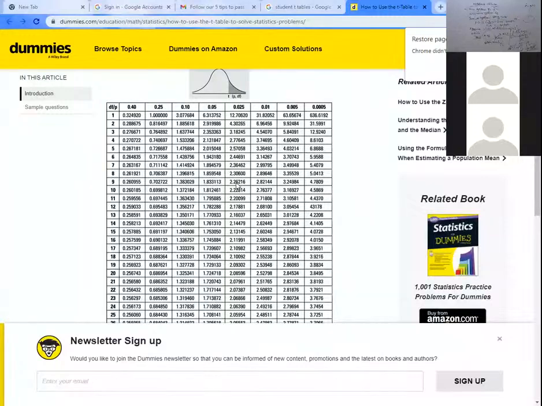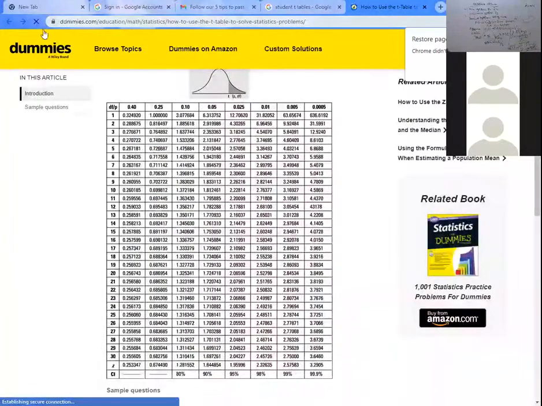2.262, right? Up to 9 there. So that is the table that we need.